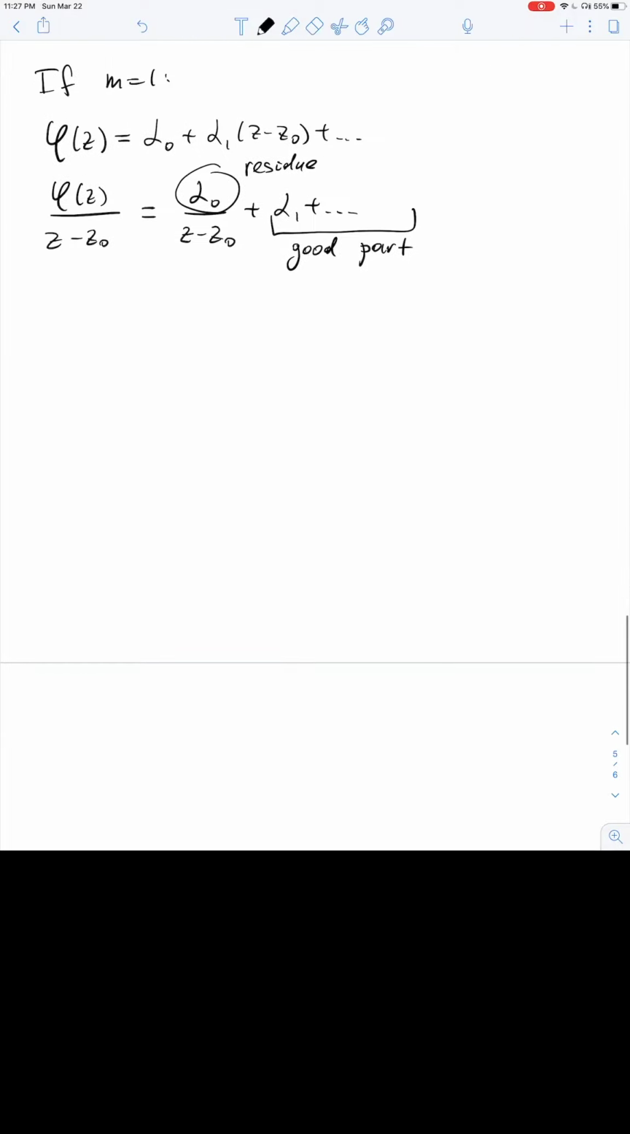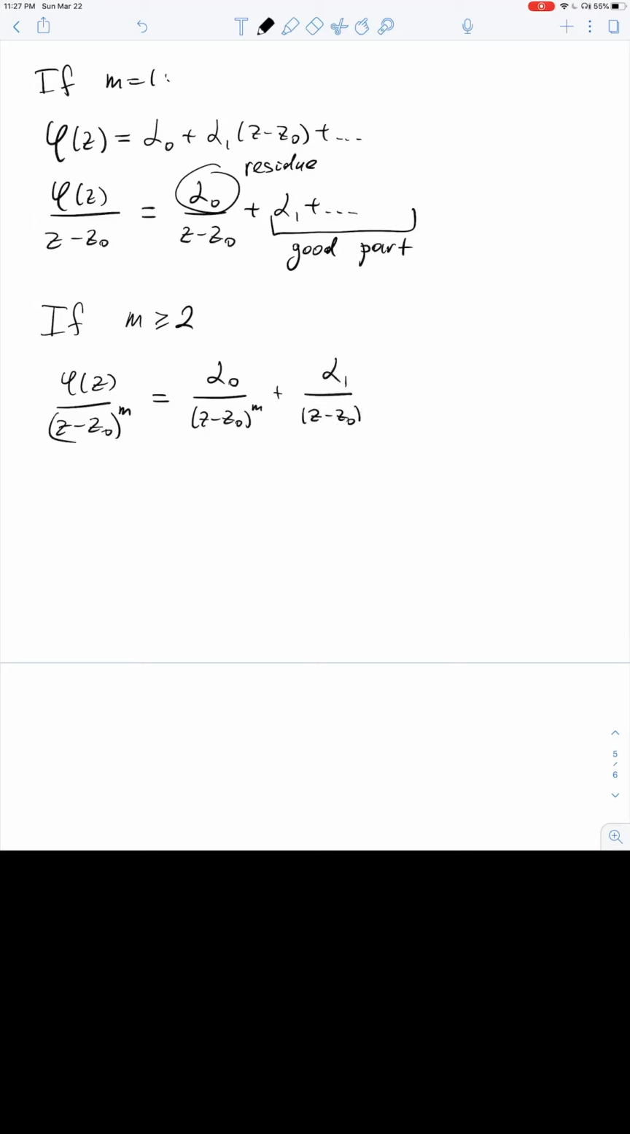Okay, so if m is bigger or equal to 2, then we still have this same expansion for phi of z, except that now we need to divide by z minus z0 to the power m. So we'll have alpha 0 divided by z minus z0 to the power m plus alpha 1 over z minus z0 to the power m minus 1 plus blah blah blah.